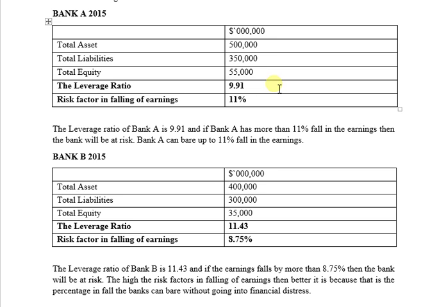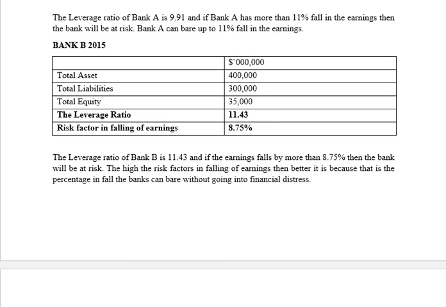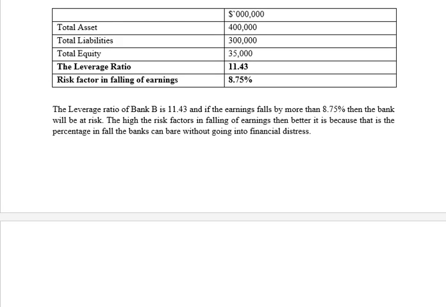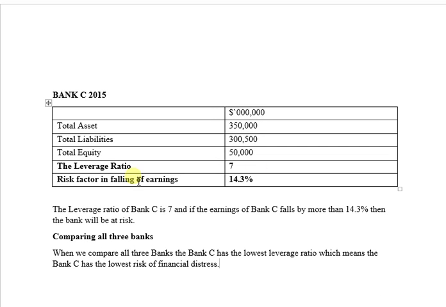Another one is bank B. It's exactly the same method. Asset over equity gives 11.43, and 1 over 11.43 gives 8.75%. Usually we'd get 0.0875, but then we multiply by 100 and get the percentage of 8.75. Actually this is 400,000, which means 400 billion. Sorry, I just made it simple, 400,000. And then this is bank C.